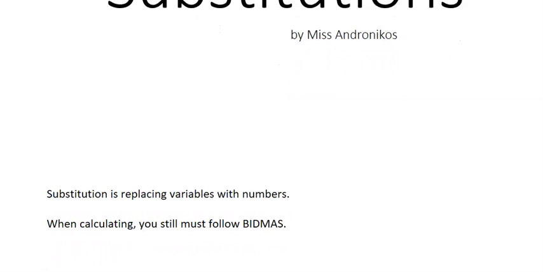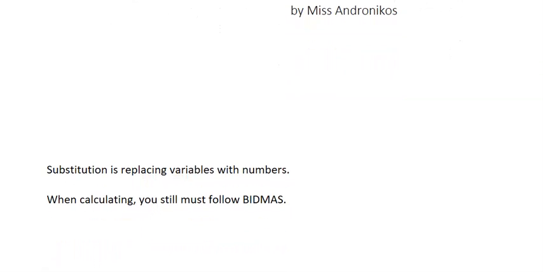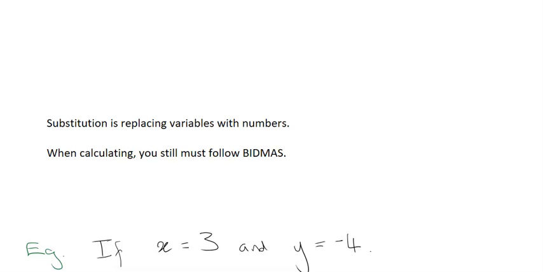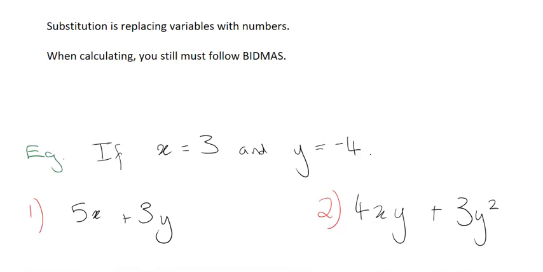Substitution is just replacing variables with numbers. When calculating, you still must follow BIDMAS, okay? So it's essentially making the unknown known, and once you know, you can simplify as far as possible, in the end calculating potentially to an answer. So let's have a look at a couple of examples here.